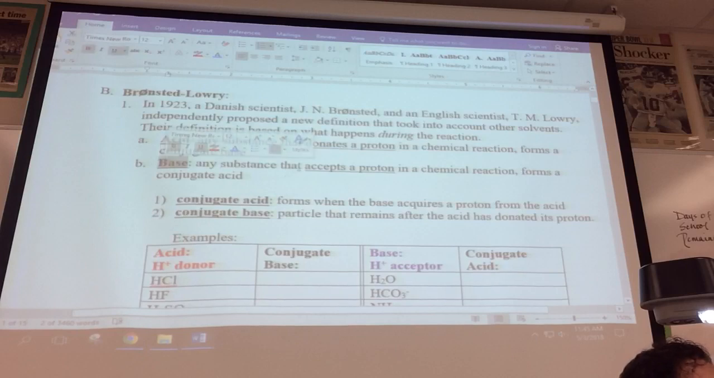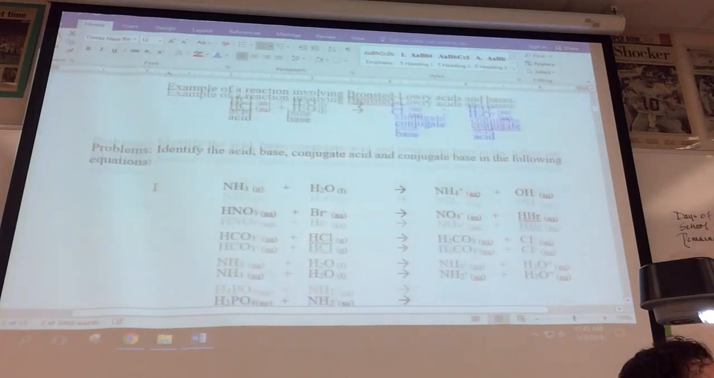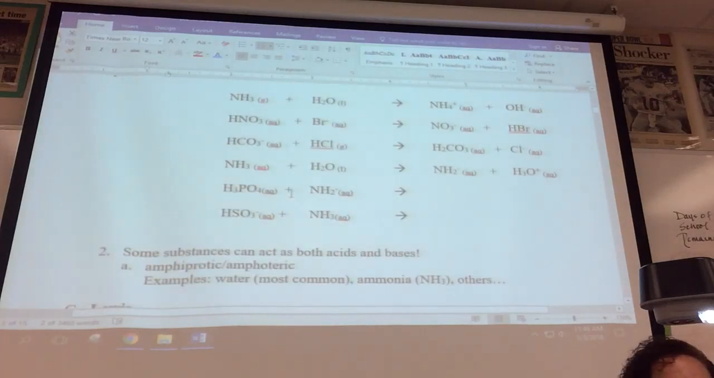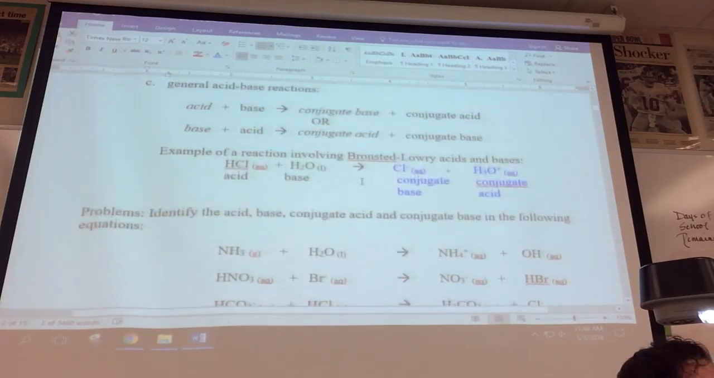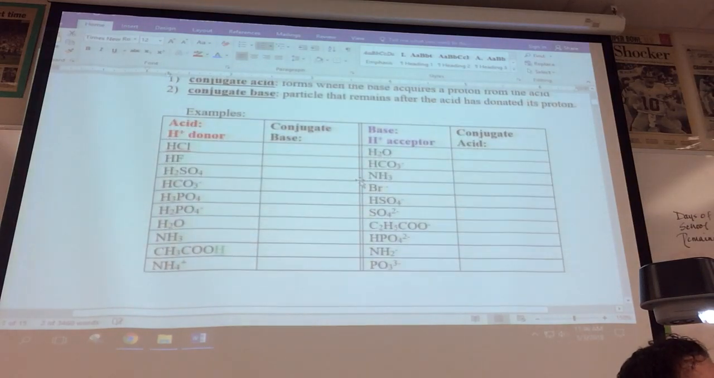A base is a substance that accepts a proton, and when that base accepts a proton, it forms a conjugate acid. Now it turns out that the acid donates the proton to the conjugate base. Acids form conjugate bases, bases form conjugate acids. Now in most textbooks, or if you go online and read about Bronsted-Lowry acids and bases, they will jump right to this reaction and they'll expect you can identify the acid, the conjugate base, the conjugate acid. And the kids always found it very tricky. So let's start a little bit simpler with the following table.